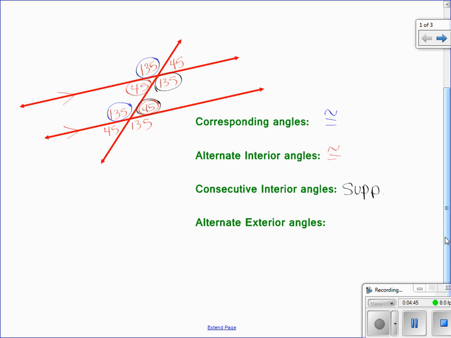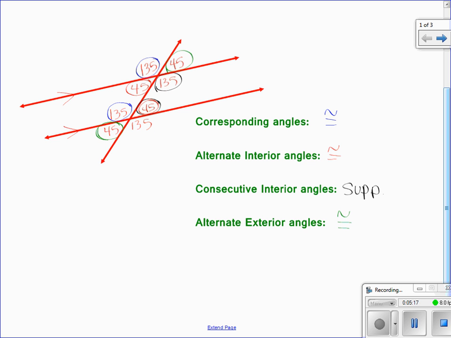Okay, and lastly, alternate exterior. If I was talking about this exterior angle, which one is the alternate exterior to that one? The what? Alternate exterior. That one. Are they equal? Okay, so these will also be equal if you have parallel lines. So these only work when the lines are parallel to each other.